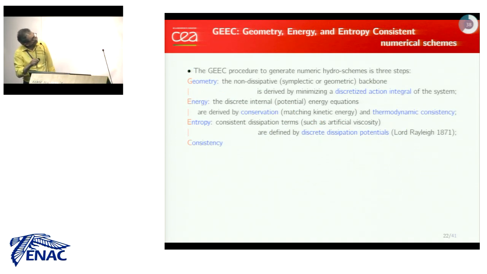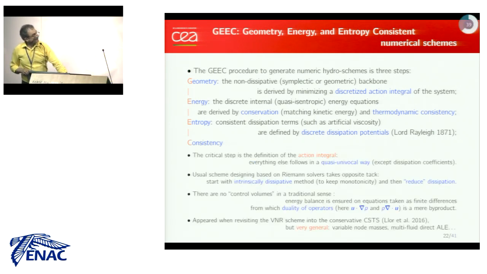Okay, so the GEEC approach is first do the geometry. So the non-dissipative part of the system, which is going to be isentropic, is derived from minimizing the discretized action integral. Then we correct this scheme, which is symplectic, into an energy conserving scheme, which is approximately symplectic. And then we add the entropy producing terms, the dissipation terms, defined generally by dissipation potentials. Okay, so the critical step here is the definition of the action integral. Everything else follows in an almost univocal way.